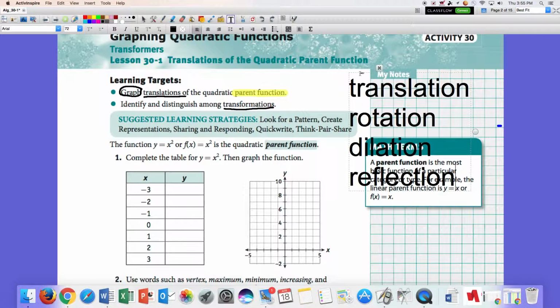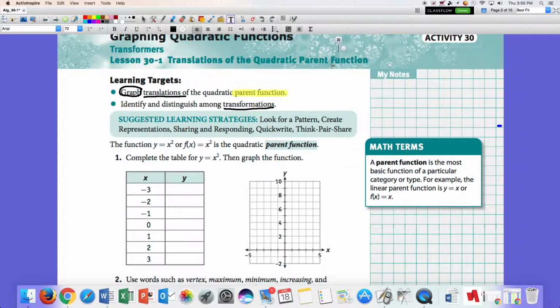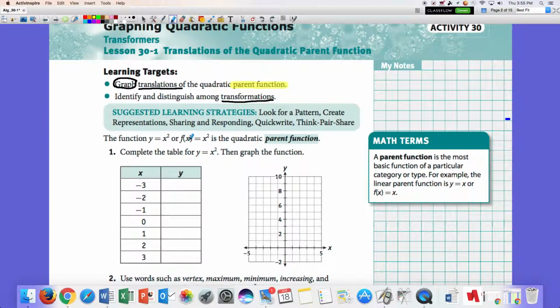Now these all have to do with polygons and moving shapes around on a coordinate plane. So in the same idea, we're going to be moving around a function on a graph. So the function y equals x squared, or f of x equals x squared, is a quadratic parent function.